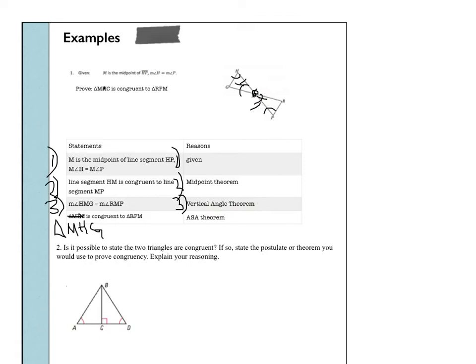So now we know this angle is congruent to this angle, and this angle is congruent to this angle, and this side is congruent to this side. So we have angle, side, angle. So we can prove that the whole triangle is congruent to the other triangle. So triangle MHG is congruent to triangle RPM, and our reason is angle, side, angle theorem.